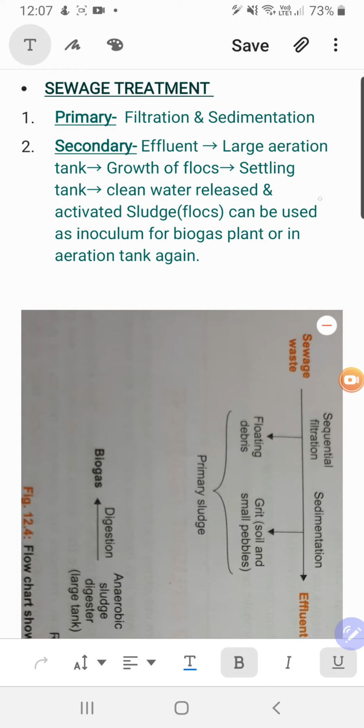Once these physical impurities are gone, we are not talking about the organic waste here. We are just talking about those physical impurities which are either floating on the surface or they are settled at the bottom, right? After filtration and sedimentation, this whole effluent, the water which is going to enter the secondary treatment, is known as an effluent. Now, this effluent is actually sent to a large aeration tank.